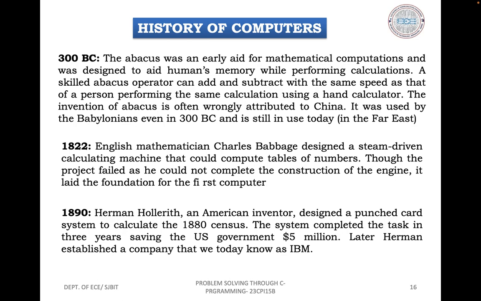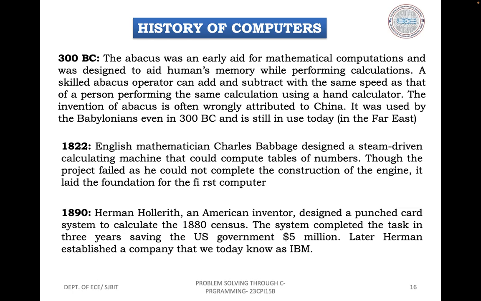Coming to the history of computers, around 300 BC, the abacus was an early aid for mathematical computations and was designed to help humans' memory while performing calculations. A skilled abacus operator can add and subtract with the same speed as that of a person performing the same calculation using a hand calculator. So the invention of abacus is often wrongly attributed to China. Well, it was used by the Babylonians even in 300 BC and is still in use today.